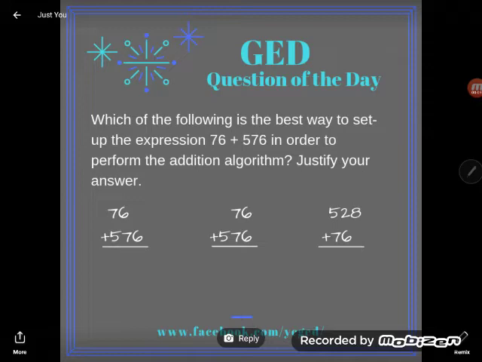Let's take a look. It says, which of the following is the best way to set up the expression 76 plus 576 in order to perform the addition algorithm? And I mean the standard addition algorithm. It's not the only way to add, but it's how most of us add with this up-down vertical method like this, lining things up, putting that plus sign under there. And I want you to justify your answer. I want you to tell me why.